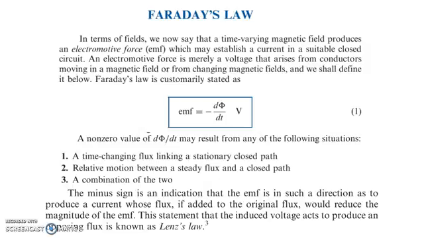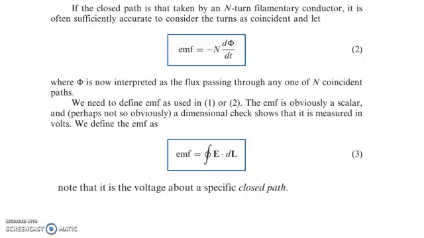The minus sign is an indication that the EMF is in such a direction as to produce a current whose flux, if added to the original flux, would reduce the magnitude of the EMF. The statement that the induced voltage acts to produce an opposite flux is known as Lenz's law. It states that the EMF induced is always in the opposite direction of the cause.